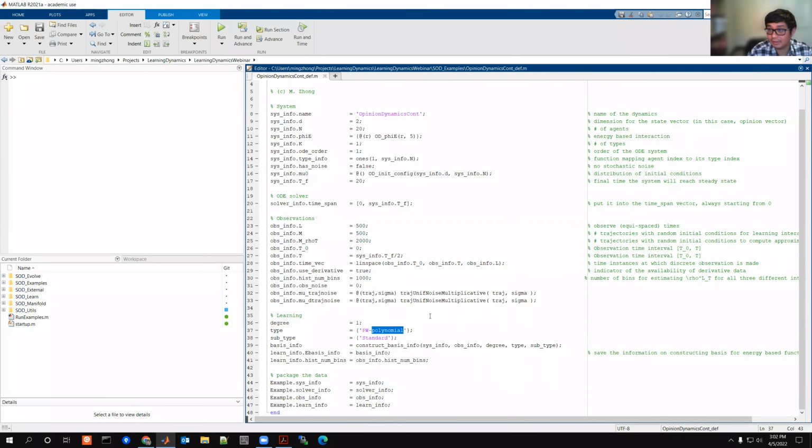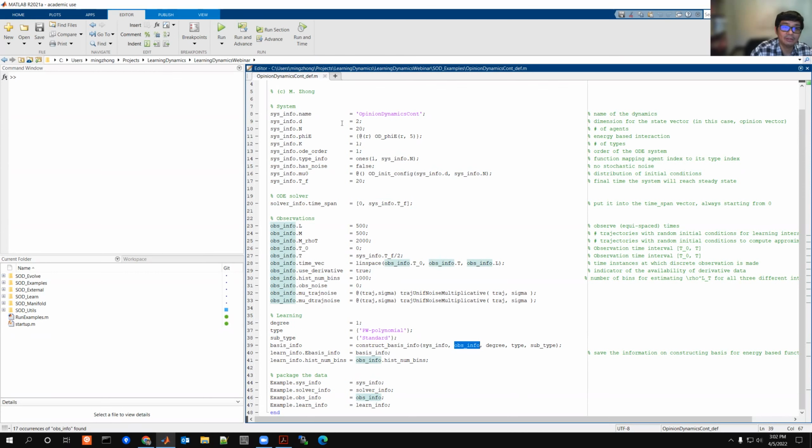So you pick a certain type of basis. In this case it is piecewise polynomial, and then there is a subtype. You can use Legendre and all different types. We probably just pick the standard piecewise polynomial, and then that's the degree for the polynomials. And then this will actually construct the basis for the search space for you, based on the system that you have, the observation data, etc.